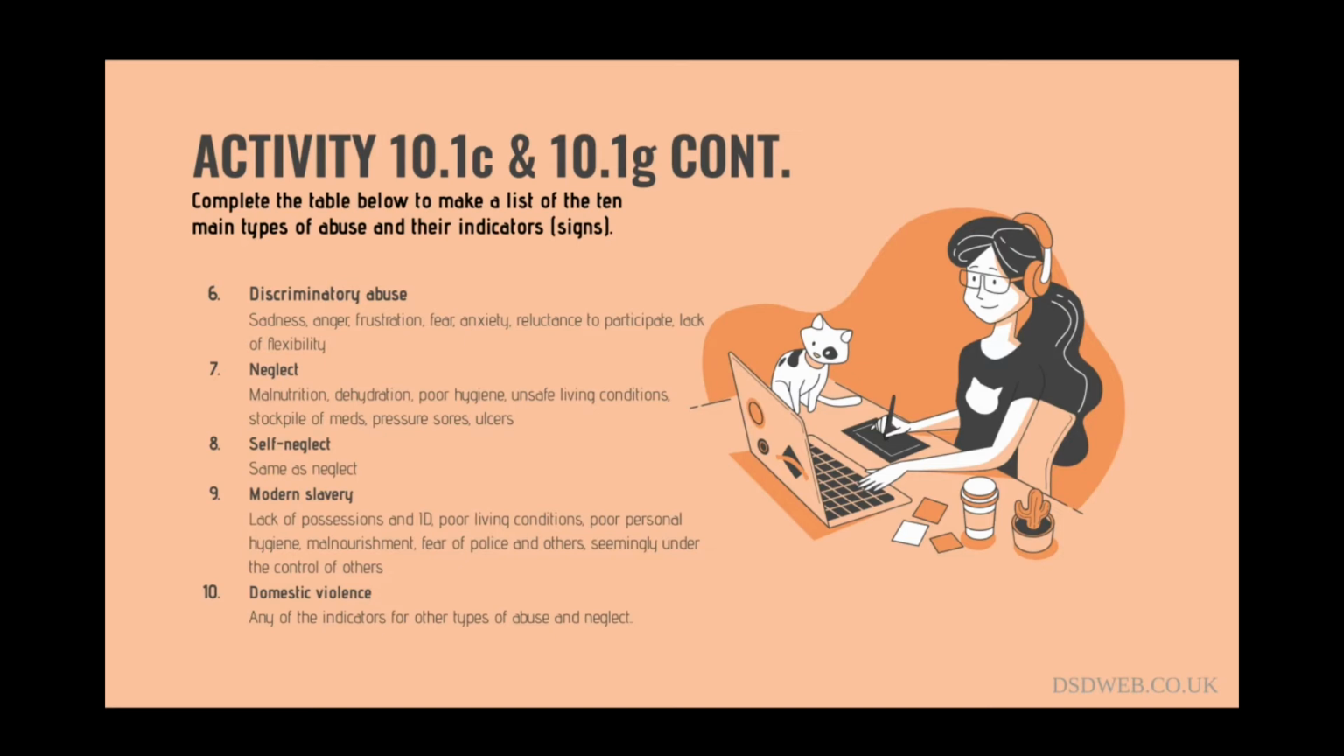Finally, domestic violence refers to any type of abuse between adults that are family or intimate partners. Indicators of abuse can include any of the signs already discussed for the other types of abuse and neglect.